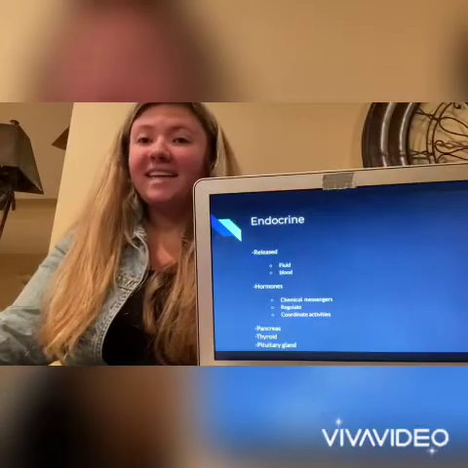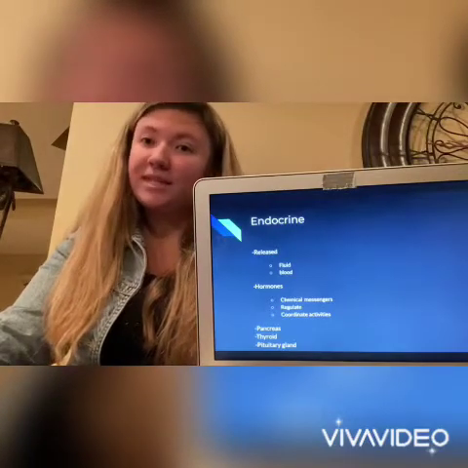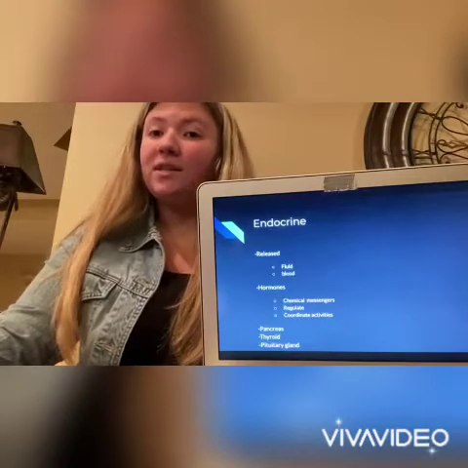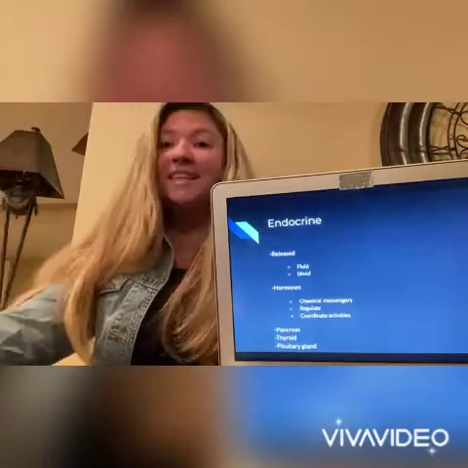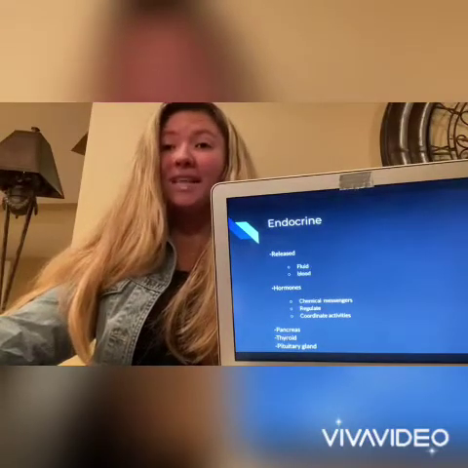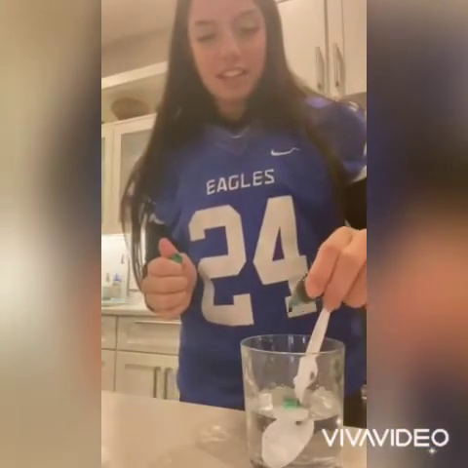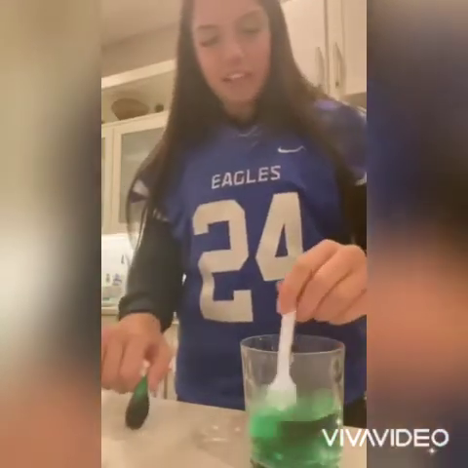Now we're moving on to endocrine and exocrine. Endocrine is released into surrounding tissue fluids and blood. These are hormones that act as chemical messengers that regulate or coordinate activities of tissues, organs, or systems. These are produced by the pancreas, thyroid, and pituitary glands. For endocrine, we are putting food coloring inside the water. You can see it mixes all the way down.